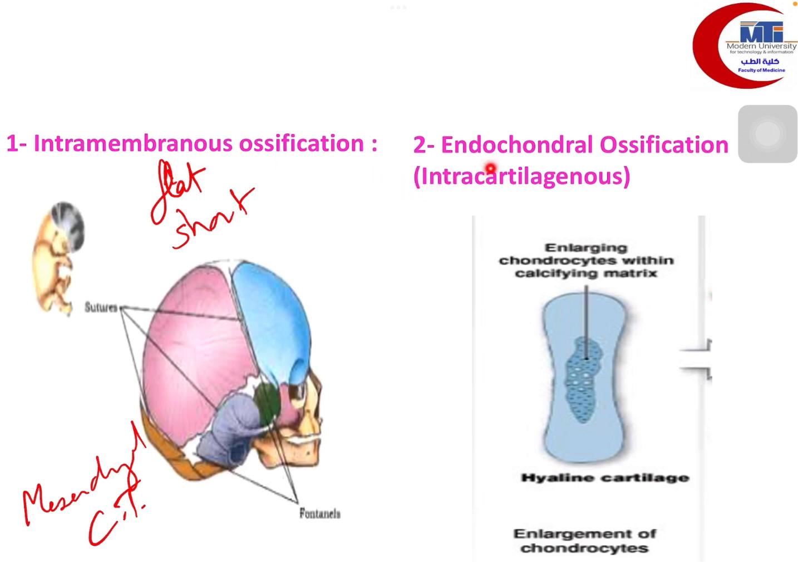The other way is endochondral ossification, which we mentioned before. It starts as a cartilage model, and an ossification center appears in the cartilage model to start formation of new bone and replace the whole cartilage model. This is endochondral ossification, or intracartilaginous ossification, and it is evident in long bones like the humerus and femur.